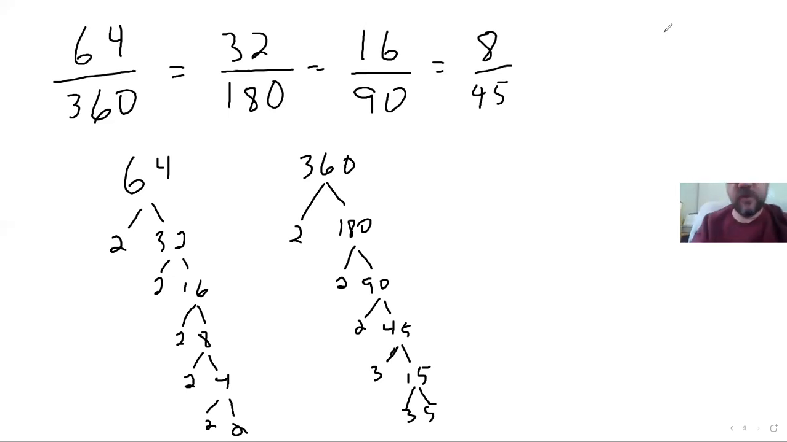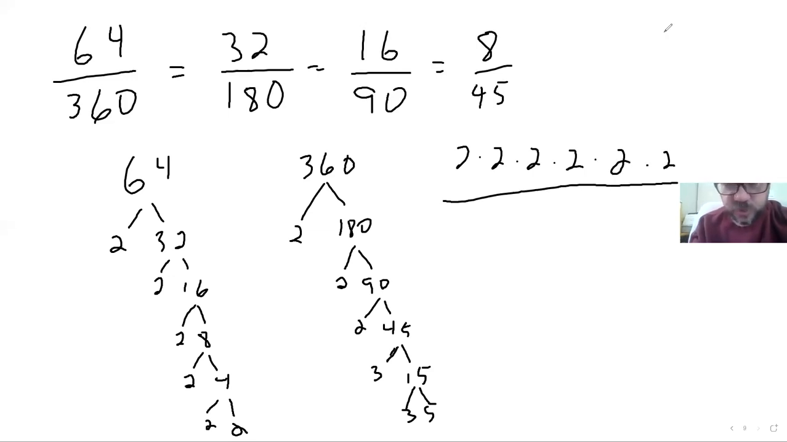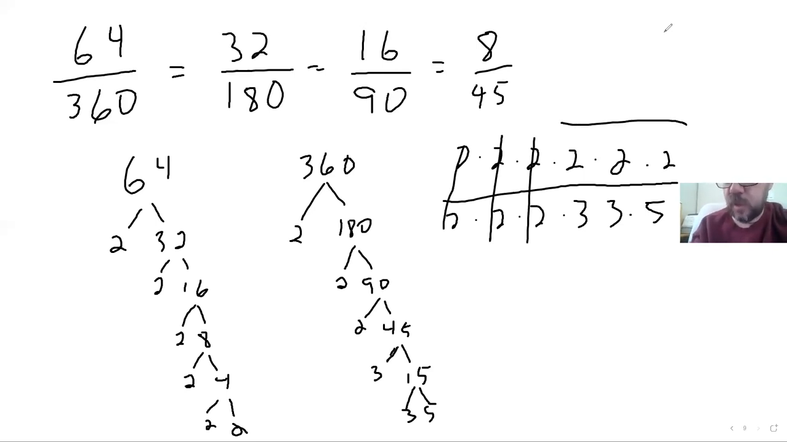And so I can think of this as 2 times 2 times 2 times 2 times 2 times 2. There's 6 of them. And then 360 is 3 2s and 2 3s and a 5. And I can just cancel everything that's alike. And that leaves me 2 times 2 times 2 over 3 times 3 times 5, which is 8 over 45.